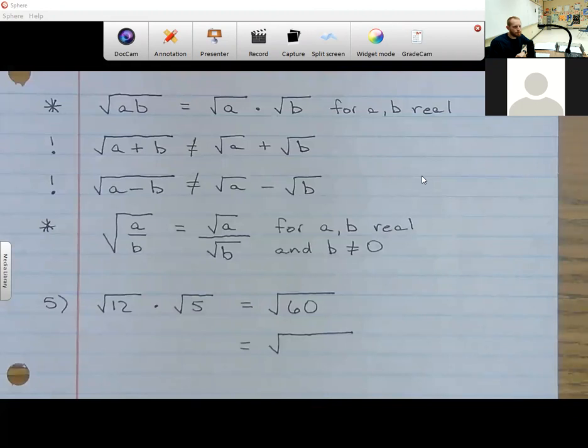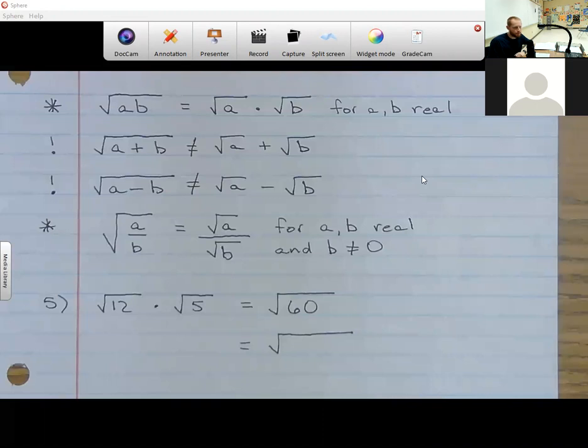$60 is what? 15 times 4. That's a good idea. 4 and 15, yep. You could do that. They do multiply to be 60, right? Because 4 times 15, that is 60. Yep.